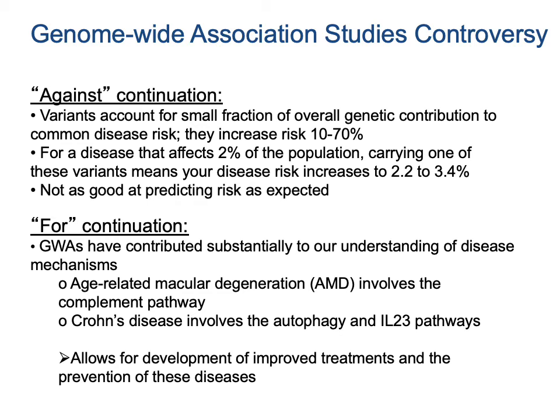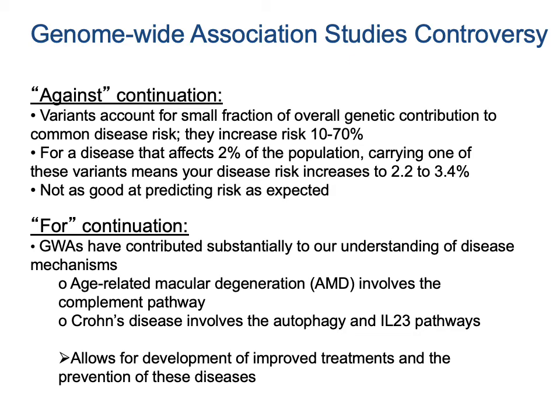There is some controversy with GWAS. Some people say that these variants account for only a small fraction of the overall genetic contribution. They're just a small part of increasing risk. For a disease that affects 2% of the population, if you only have one of these variants, it means your risk increases from 2.2 to 3.4%, and they're arguing that that's not a very large difference.